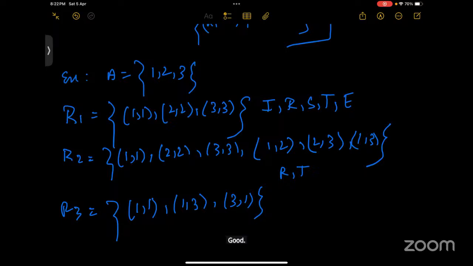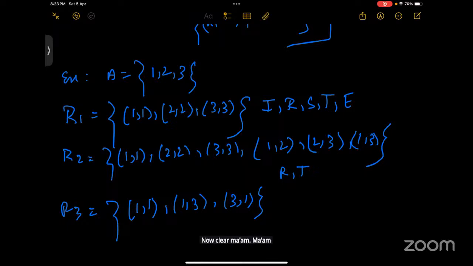Your voice is breaking. Yes. For R1 example, R1 equals 1, 1, 2, 3. It is symmetric. Is it clear now, ma'am? Yeah, now it's okay.